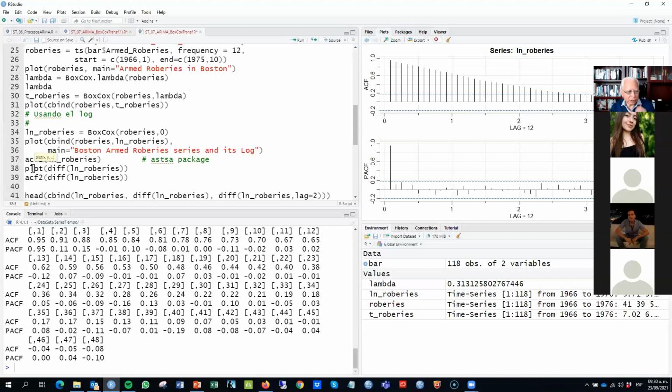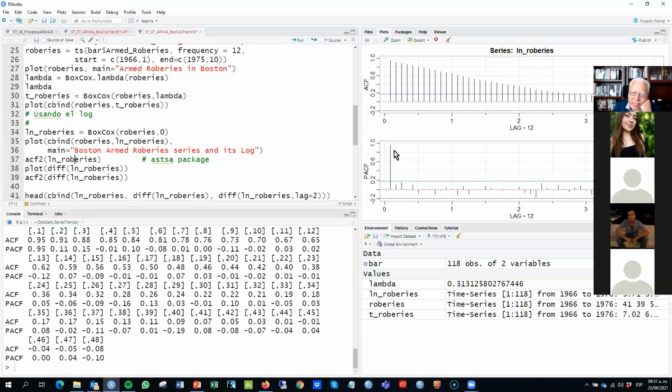And now I'm going to plot the difference of the log of the robberies. Well, we already saw that plot, so I'm going to omit this one here. But this is the ACF2 of the log of the robberies, and I can see that when I take one difference, now the series seems to be stationary. Now, one thing to notice here is the value of the autocorrelation. This is the ACF that dies very slowly, and this is the PACF.